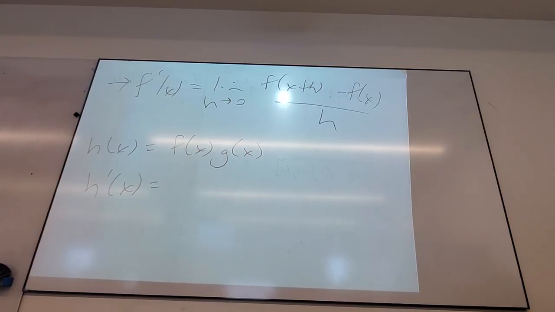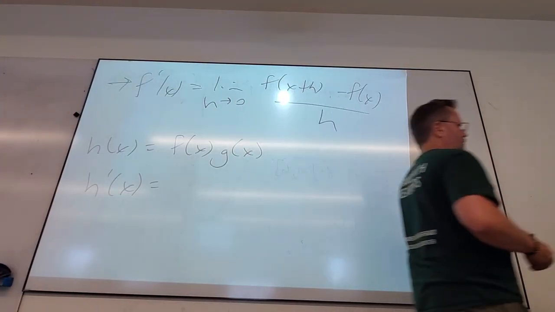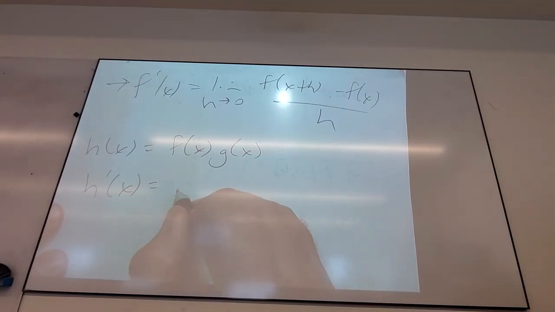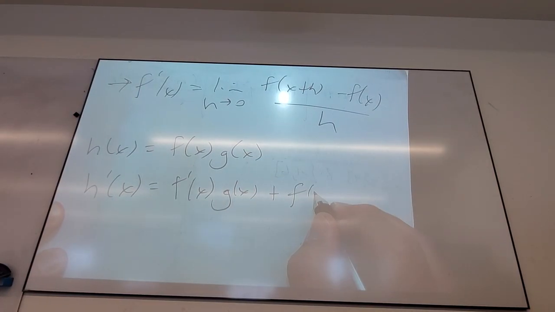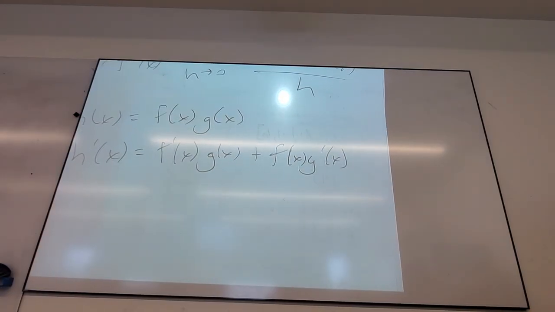How do I do that? Does anyone remember the rule? The derivative of f times g is f prime g plus f g prime.